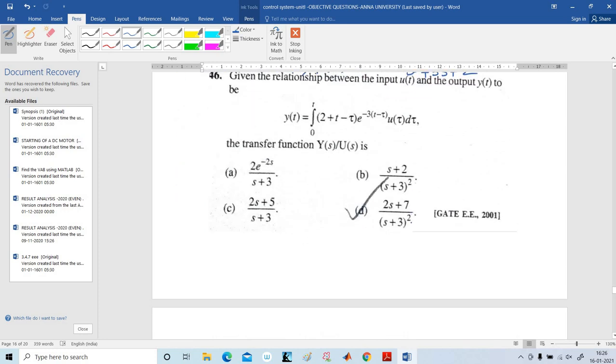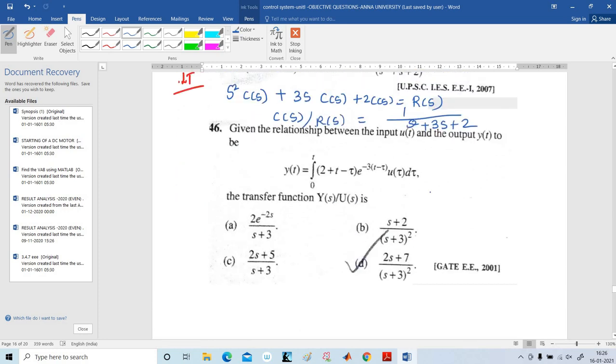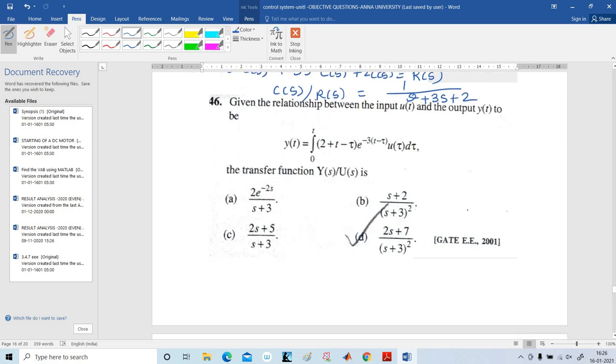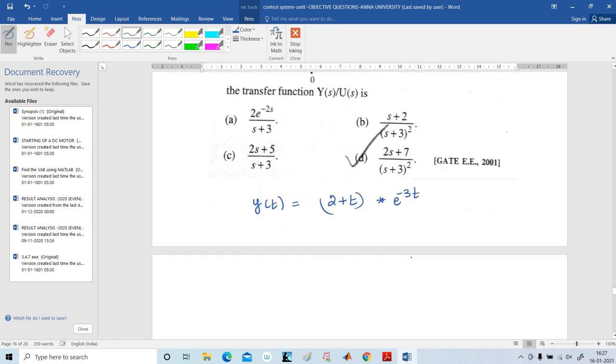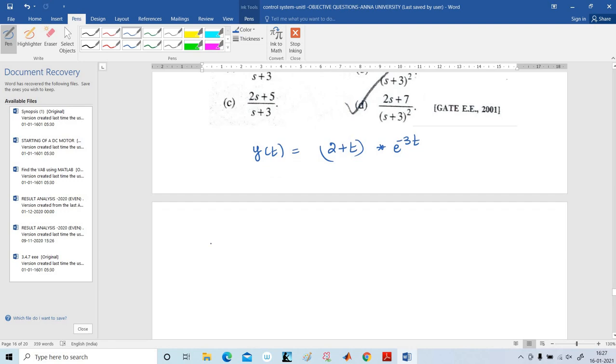And next I am going to explain the relationship between input u of t and output y of t. Here this is the convolution and I am going to write the expansion. I am going to write like this: y of t is equal to 2 plus t star e power minus 3t. Next I am going to find out the Laplace transformation. Apply the Laplace transformation here.